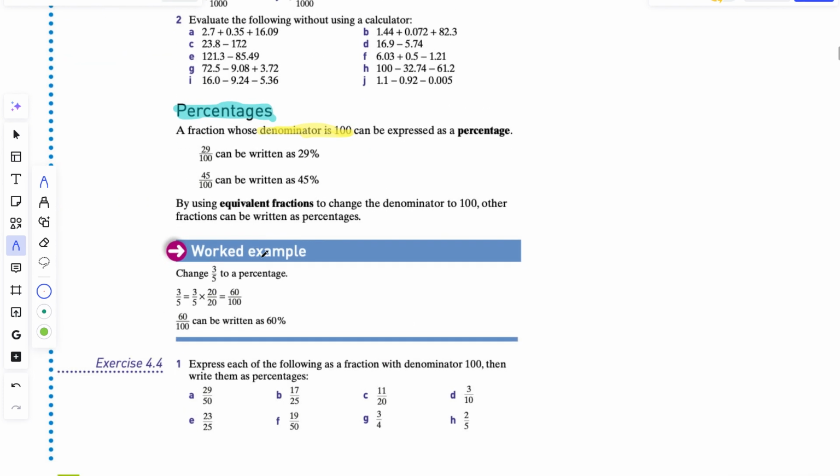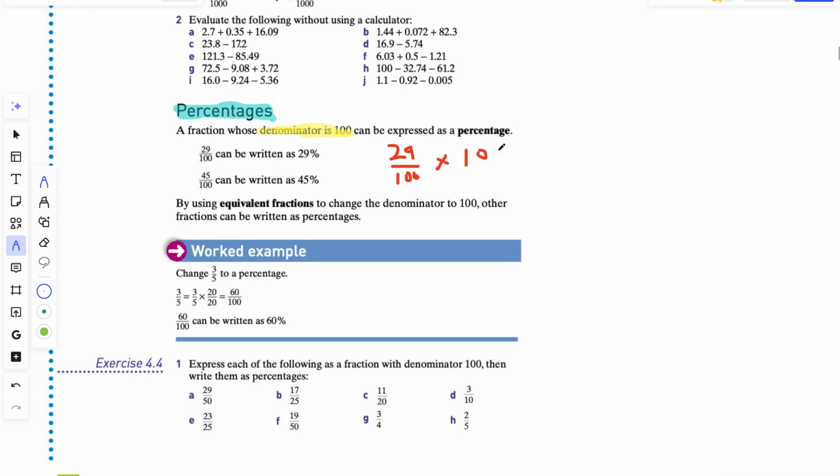Now let's go to percentages. Percentages is easy. If you're given a fraction, multiply it by 100. If you're given a decimal, multiply it by 100. It becomes a percentage. For example, they've given a fraction 29 over 100. If you want to change it to percentage, you say 29 over 100 times 100. They say change it to percentage. So you just multiply by 100, it becomes 29%.